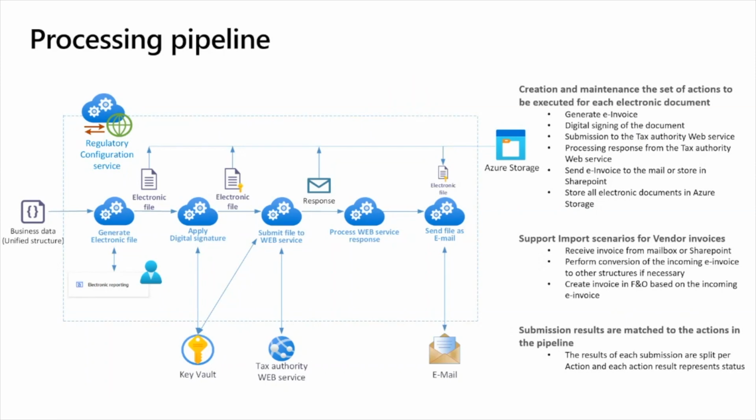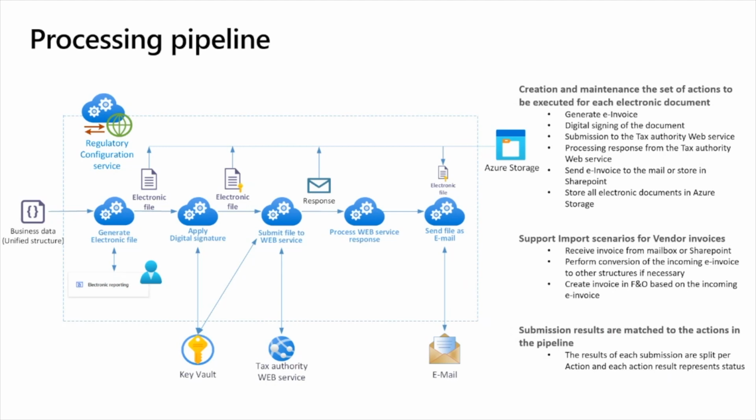the second main component in the electronic document interchange processes is the steps that are performed with the generated file. As an example here, you can see that there can be several steps. We call these steps actions, and all the actions are combined into a so-called processing pipeline. Besides the generation of the file, in most scenarios you will need to do certain steps with this file. And with the regulatory configuration service, it is possible not only to use actions and processing pipelines provided by Microsoft as templates, but also to create your own pipelines, reusing these actions and building the process that will satisfy your business requirements.